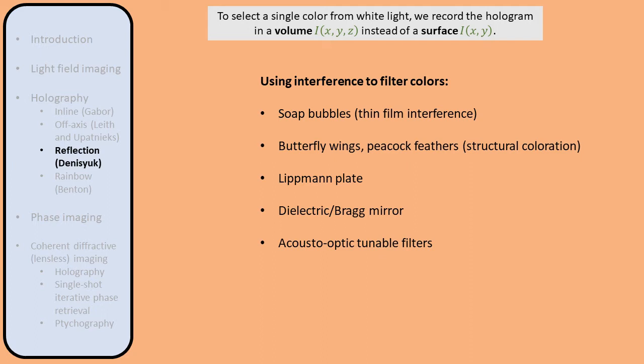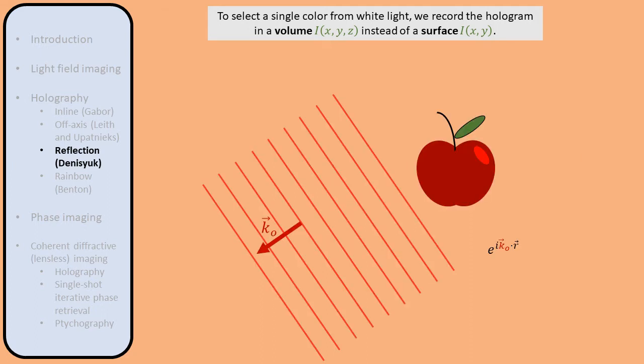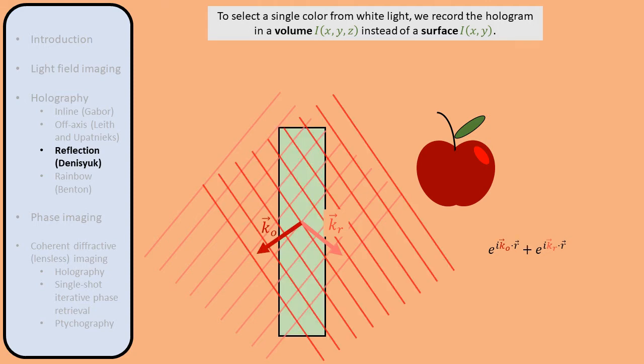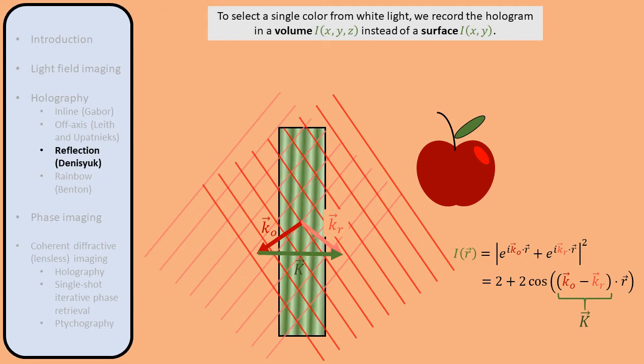To create a hologram that filters out a certain wavelength of light using interference, we do the following. We have a field reflected by the object, which we approximate as a plane wave with wave vector ko. We have a reference plane wave of the same wavelength that has wave vector kr. We let the object wave and reference wave interfere inside a volume where we record the intensity. The intensity will contain an interference pattern whose wave vector is the difference of the object wave vector and the reference wave vector. The interference fringes will be perpendicular to this wave vector.